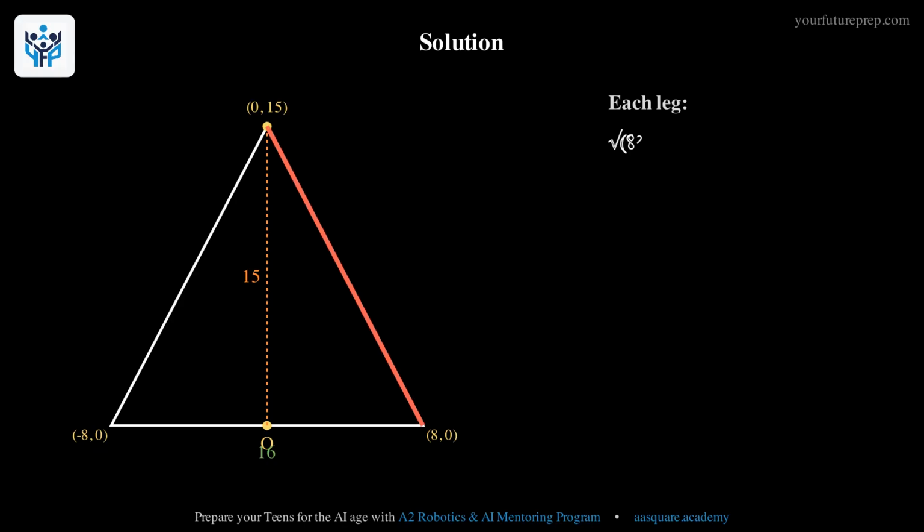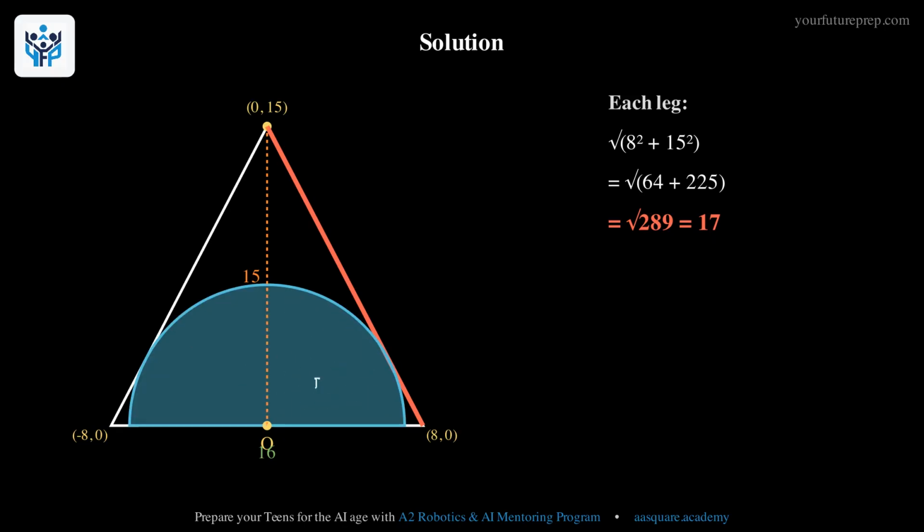First, how long is each equal leg? The right leg runs from 8, 0 up to 0, 15. Its length is the square root of 8 squared plus 15 squared, which is the square root of 64 plus 225, the square root of 289, and that is exactly 17.